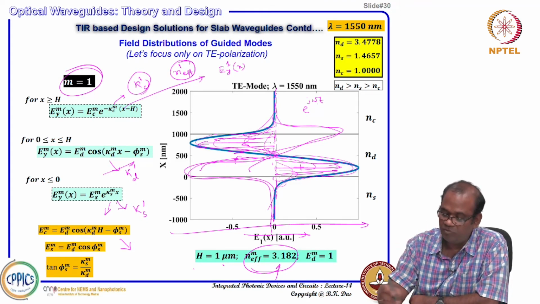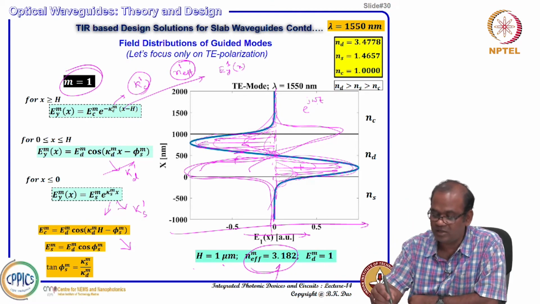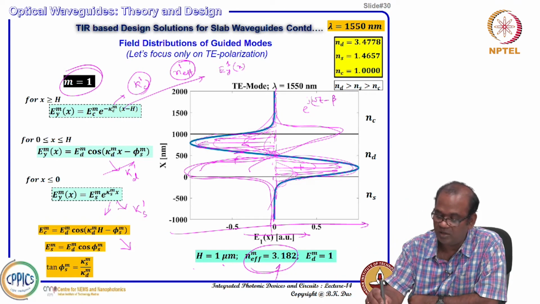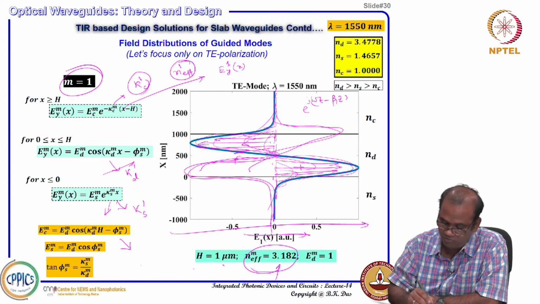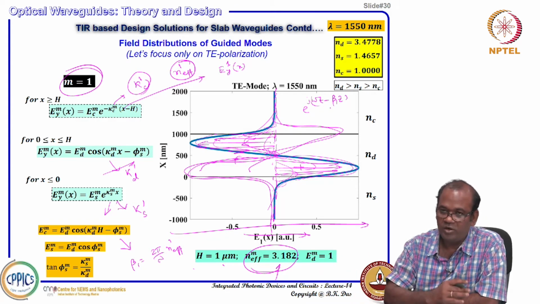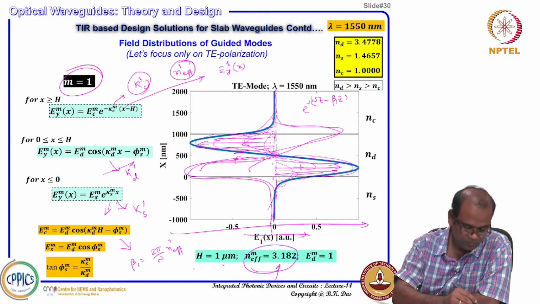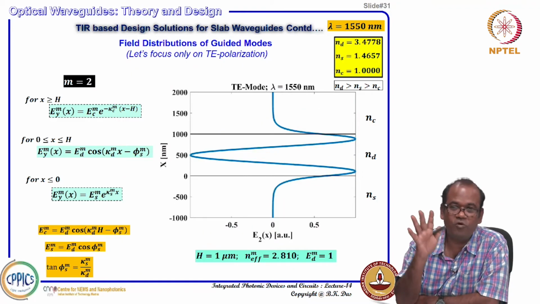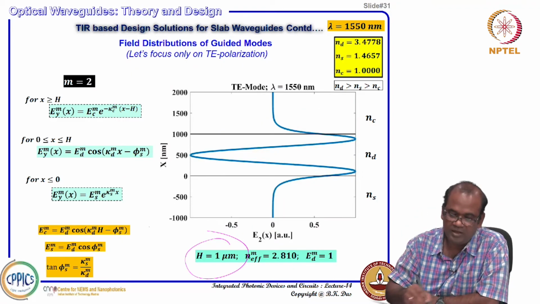Again for this mode, if you see how it is propagating along z direction, then we have to write omega t minus beta 1 z. Beta 1 you have to calculate. Once m equal to 1, beta 1 will be equal to 2 pi by lambda times n effective 1. So once we know that, then we know how the first order mode will be propagating. Then, you know, for h equal to 1 micrometer, there will be 4 modes.